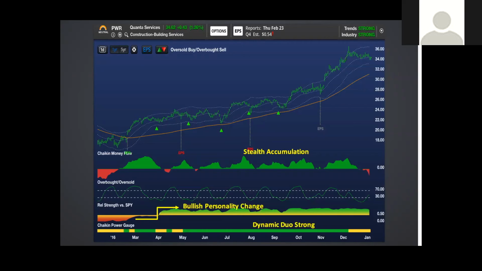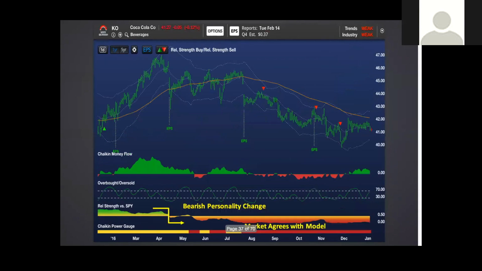Because the stock from a valuation point of view got overextended, remember value metrics are key to the model, 35%. The power gauge rating has now turned neutral, but it's a perfect example of the dynamic duo and our money flow pattern that we call stealth accumulation.